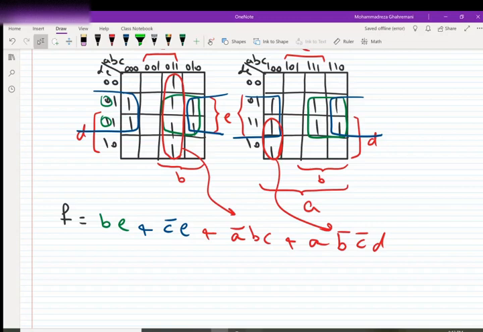Okay, in the next lecture I will talk about the minimal product of sum form from K-map. So far we discussed sum of product, and in the next lecture I will talk about product of sum.